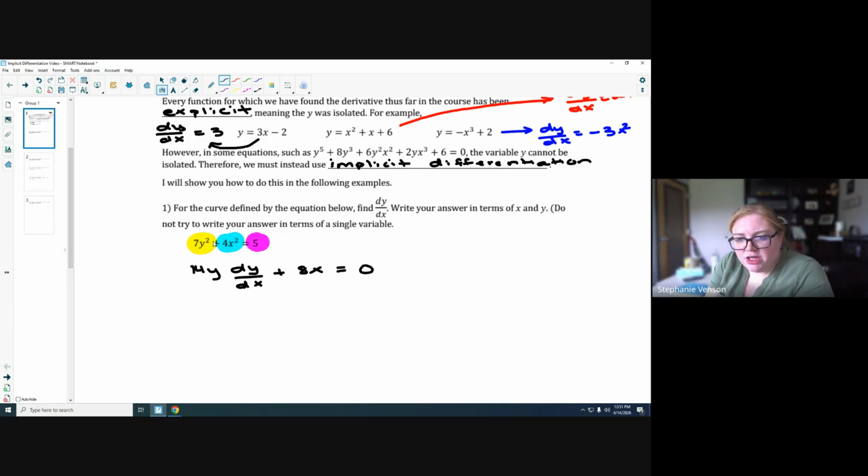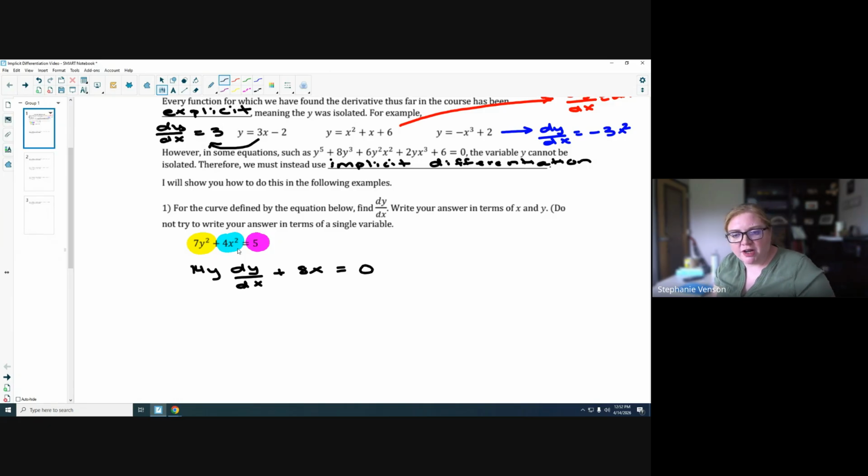So we look at each term individually and take its derivative. If we are taking the derivative of the variable y, we're still going to take the derivative. For 7y squared, the derivative is 14y, but we're going to just put dy/dx next to it. If we're taking the derivative with x, we just take the derivative normally.